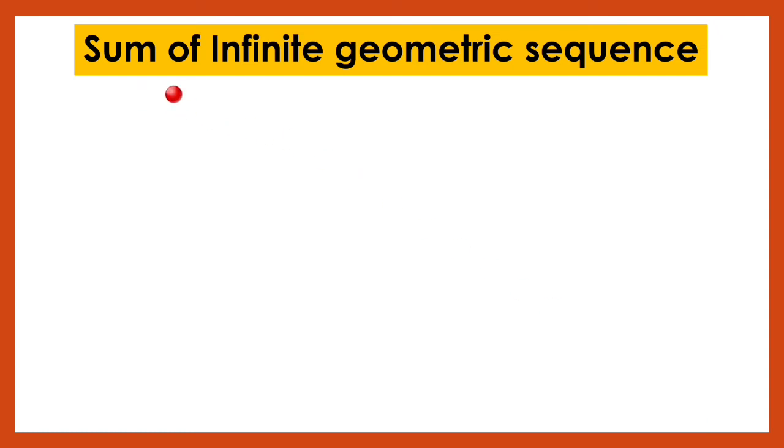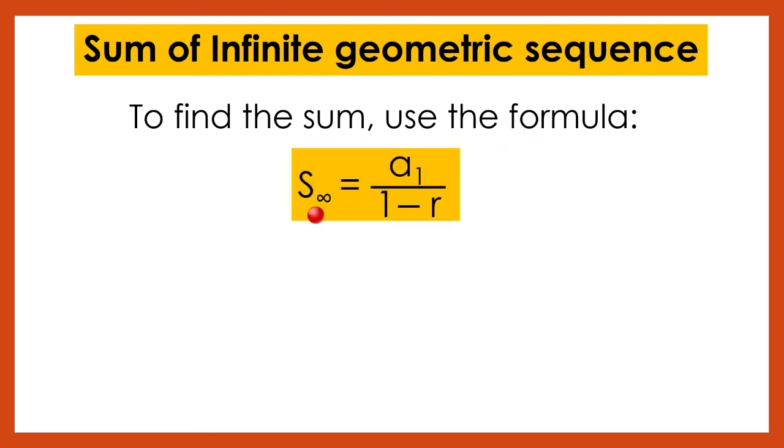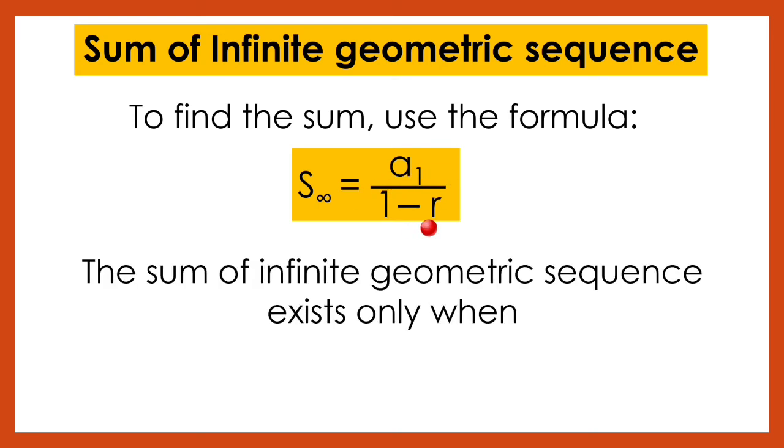Let's proceed to the sum of infinite geometric sequence. Para makuha yung sum, use the formula sum to infinity equals a sub 1 over 1 minus r. The sum of infinite geometric sequence exists only when the common ratio is greater than negative 1 but less than 1. Nag-exist lamang ang sum ng infinite geometric sequence kung ang ratio ay nasa pagitan ng greater than negative 1 but less than 1.